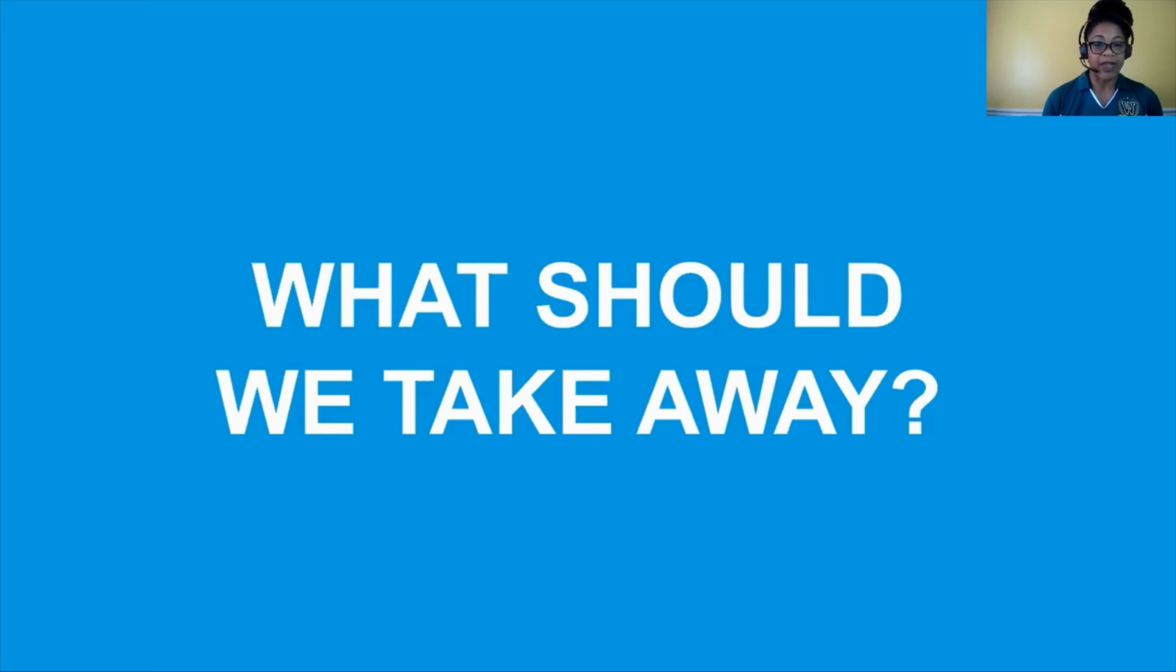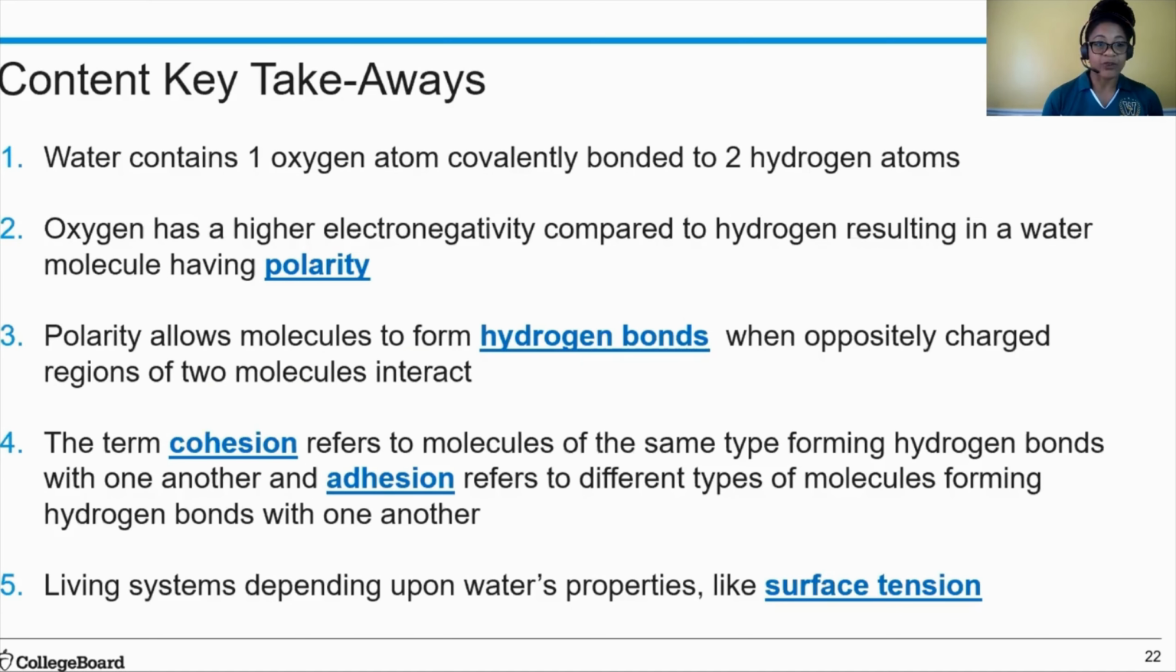So what should we take away from this video? Once again, we have to understand that the chemical components of water do influence how water interacts, and that the oxygen and the hydrogens within the molecule do result in polarity due to the unequal sharing of electrons, and this results in water's ability to form hydrogen bonds and exhibit some abilities like cohesion and adhesion and surface tension.